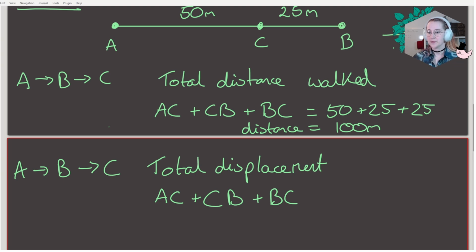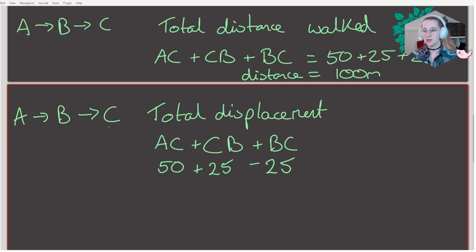But now, this is still 50 because I've said that way is, sorry, my image is flipped. So that way is still positive. So A to C is positive 50 meters. C to B is positive 25. Then B to C is then negative because I'm going back on myself. That's now minus 25.